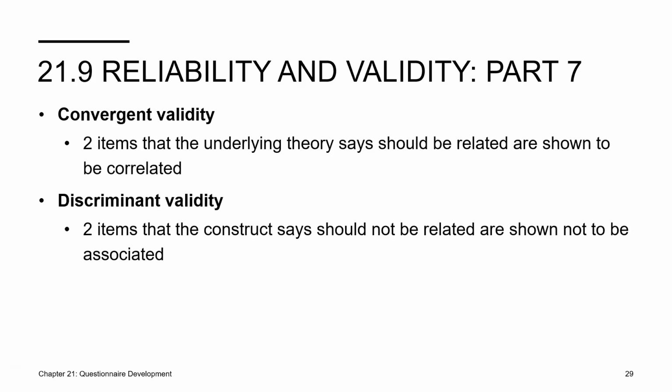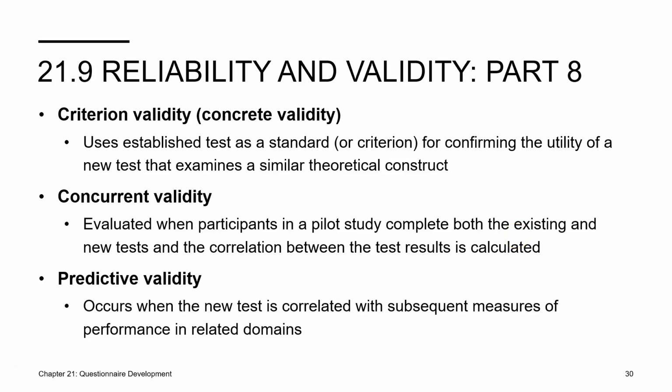Then we have several different types of validity here. Convergent validity is when two items that have an underlying theory which says they should be related are shown to actually be correlated. And discriminant validity occurs when two items that a construct says should not be related are shown not to be related. Then finally, we have criterion validity, or concrete validity, and this uses an established test as a standard for confirming the utility of a new test when it examines a similar theoretical construct.